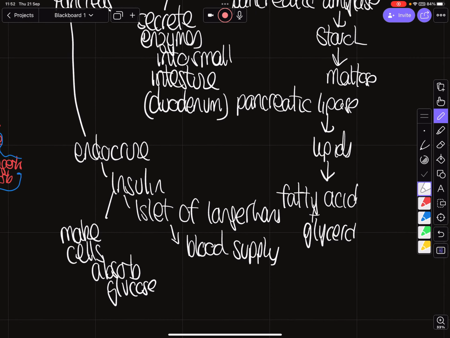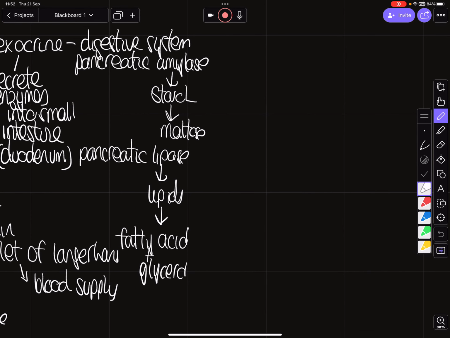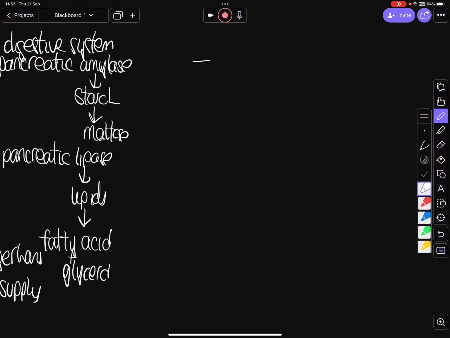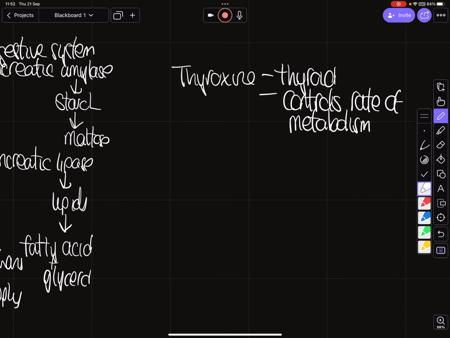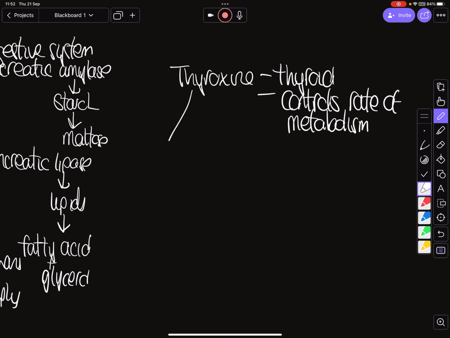Okay, so the other thing that we have said in terms of things that you need to know is about thyroxine. So thyroxine is made in your thyroid gland. Its job is that it controls the rate of metabolism. We have to be aware of a deficiency and of an excess. So if we don't make enough thyroxine in children, they have a thing called cretinism.